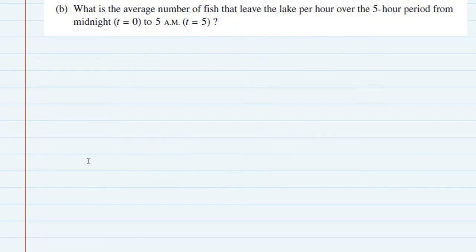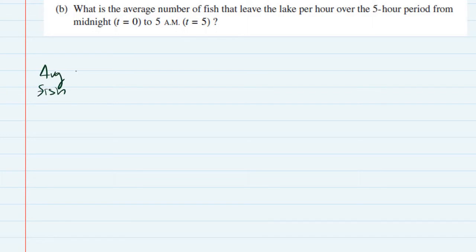The next question is, what is the average number of fish that leave the lake per hour over the 5-hour period from midnight, 0 to 5? Well, this is also an integration problem, because when we're trying to find an average number of fish, we are going to integrate, but we are going to divide by the time over which we have taken the integral. So this is going to look like this.